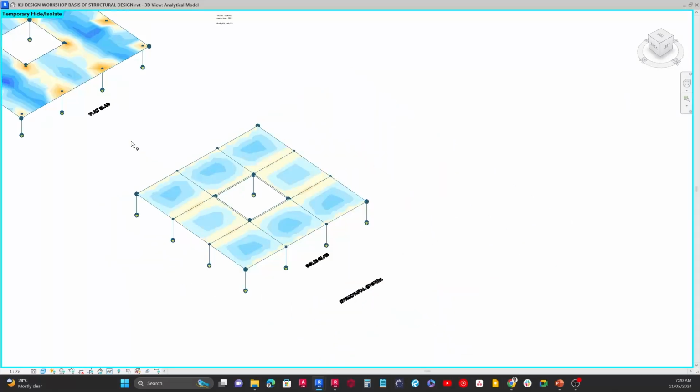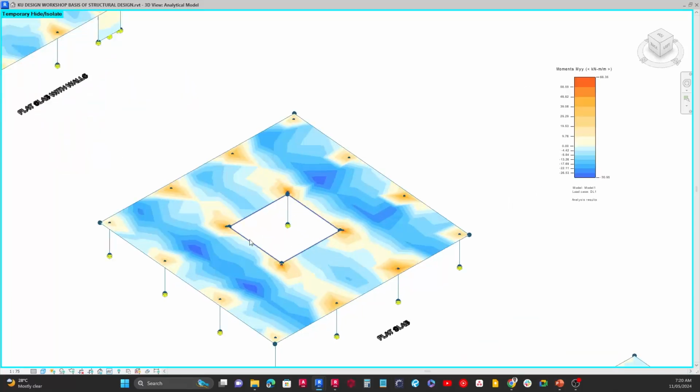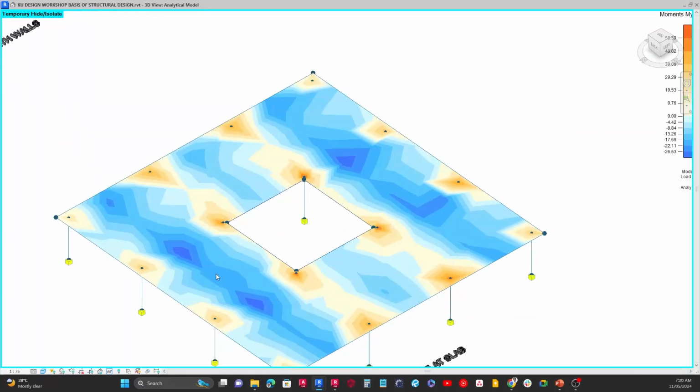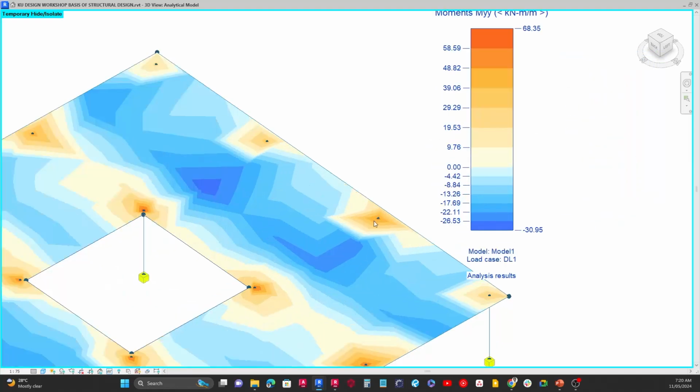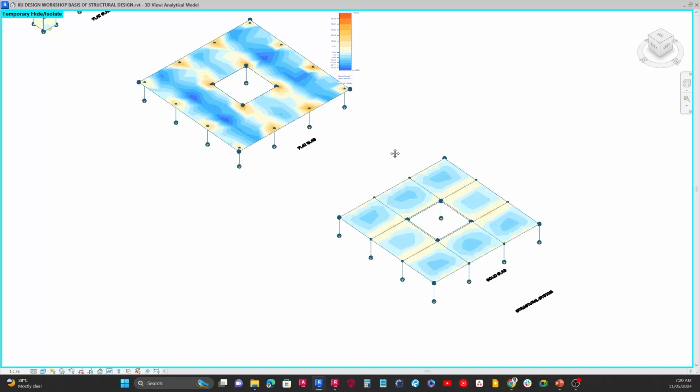So likewise as well, when we're looking at moments, we can see here that most of the moment is generated towards the center of the slab or in between supports and actually at the column intersection. And you can see here that for the flat slab, it is actually quite much, right? So you can see it is quite much here compared to the solid slab.